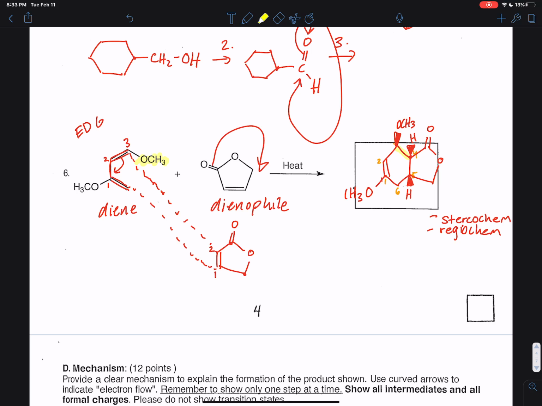If you were to look at other examples, you would have an H going up like that. You see it? So the H is going outside of that diene, and the OCH3 is going inside of the diene, and whatever is going inside is going to flip upwards, and whatever is attached to that carbon has to flip down. So that's what's going on there. In towards the diene, perfect.